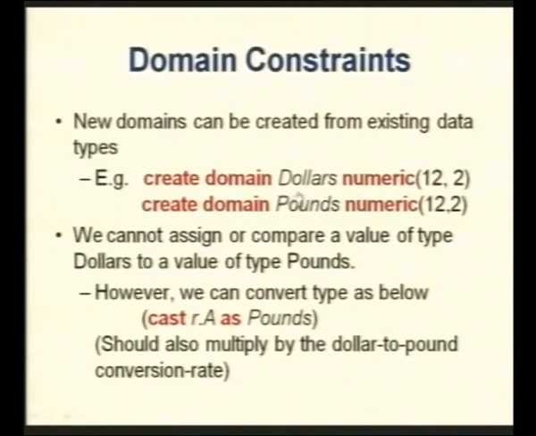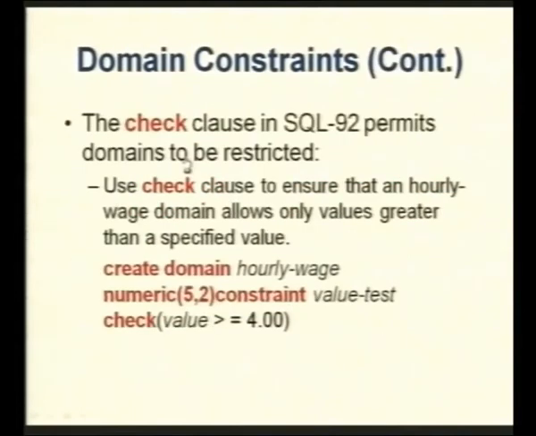For example, create domain dollars numeric 12,2, create domain pounds numeric 12,2, you can create both. Both have 12,2, but you cannot assign or compare a value of type dollars to type pounds because you have created these as separate domains. However, we can cast and convert types as below. So, cast R.A as pounds, that is possible. If you want to do that, you have to do the conversion.